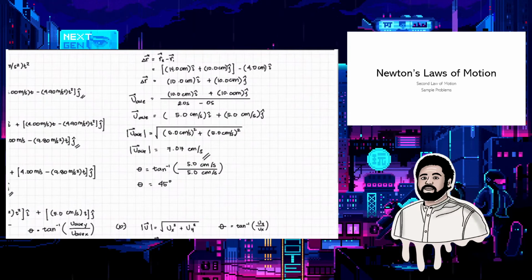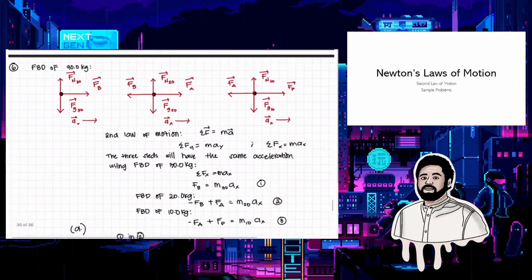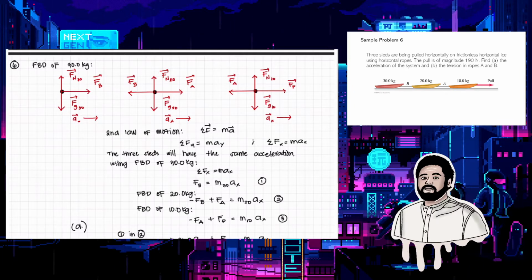Okay? So let's have Newton's second law of motion. That is sample problem number 6. Three sleds are being pulled horizontally on frictionless horizontal ice using horizontal ropes. The pull is of magnitude 190 newtons. Find A, the acceleration of the system, and B, the tension in the ropes A and B.